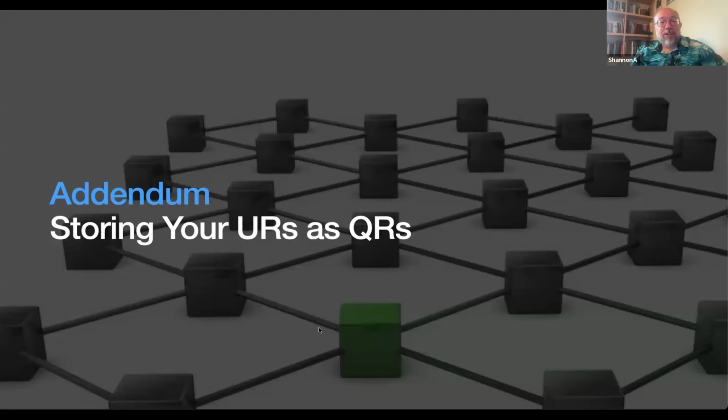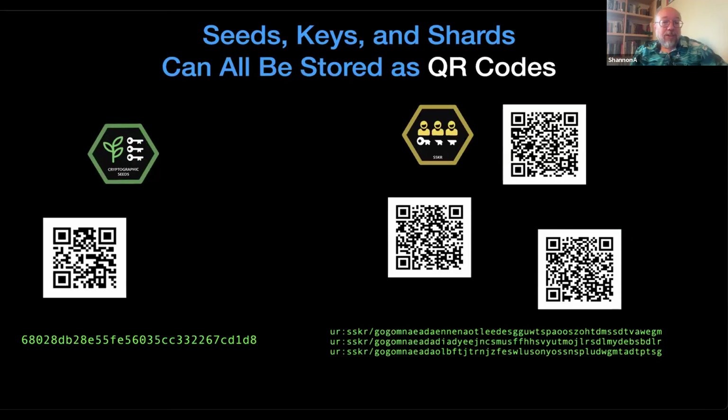Okay, one other thing I wanted to mention, which is you've been seeing these URs, which are textual representations of the various codes. They can actually all be stored as QR codes. In fact, UR was built so that it could very efficiently store itself as QR codes. Here is this seed, and here are these three sets of SSKR shares.